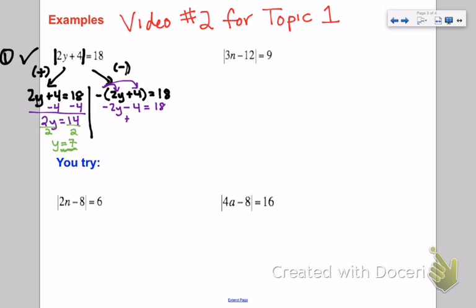Now I can go to my non-variable term and apply the opposite operation. And I am left with negative 2y equals 22. Divide by my coefficient, same thing to the other side. And I get y equals negative 11 as my second solution. So for my answer at the top, I'm going to write y equals negative 11, comma 7.